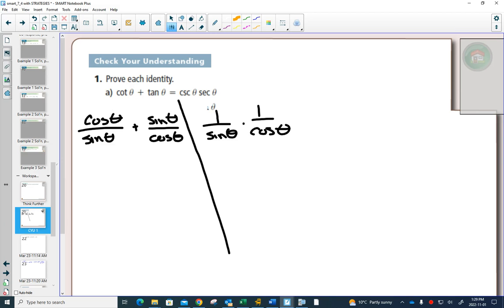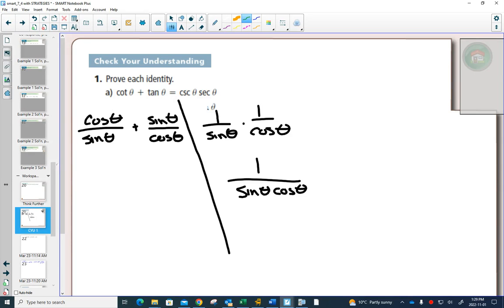How do you multiply fractions? Multiply the tops, multiply the bottoms. And we have successfully got one single fraction on the right side. On the left side, we don't have a single fraction. So we need to get a single fraction. How do you add fractions? You need a common denominator.